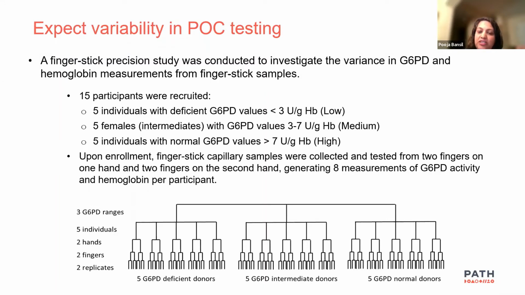A fingerstick precision study was conducted in a clinical lab in Florida to investigate the variance in G6PD measurements from fingerstick samples. 15 healthy adults were recruited as follows: 5 deficient individuals, 5 intermediate females, and 5 normal individuals. Upon enrollment, fingerstick capillary samples were collected and tested with the standard from 2 fingers on one hand and 2 fingers on the second hand, generating 8 measurements of G6PD activity per participant.